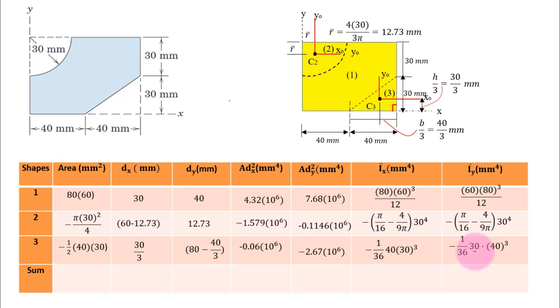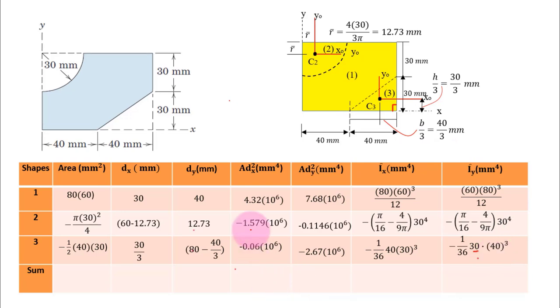Here b is 30 and h is the x distance, 40. Okay, now let us do the summation. Summation of A dx square, 2.68 times 10 to the power of 6. Summation of A dy square, 4.9 times 10 to the power of 6. Summation of I bar x is 1.366 times 10 to the power of 6, and I bar y is 2.46 times 10 to the power of 6. We do these sums because we want to apply the parallel axis theorem, Ix plus A d square.